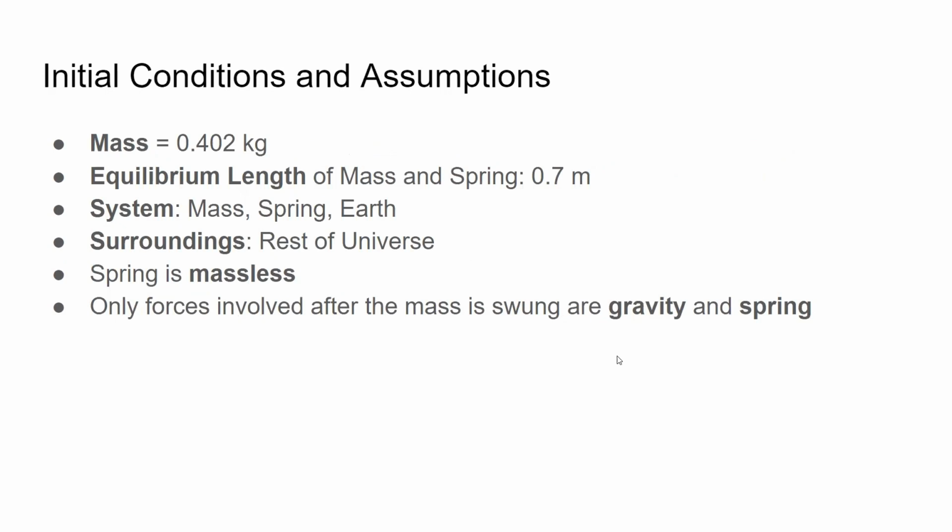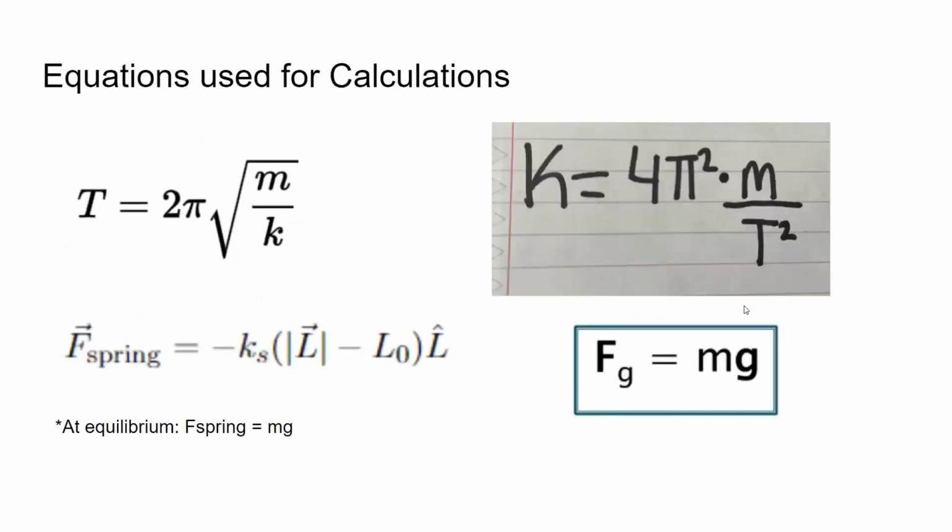And so the initial conditions and assumptions. The mass is equal to 0.402 kilograms, and the equilibrium length of the mass and spring is 0.7 meters. The system is the mass, spring, and the Earth, while the surroundings are the rest of the universe. It's assumed that the spring is massless, and the only forces involved after the mass is swung are gravity and spring. After calculating the spring constant, since at equilibrium the force of the spring is equal to mg, this equation was used to find L naught, which is the relaxed length of the spring.